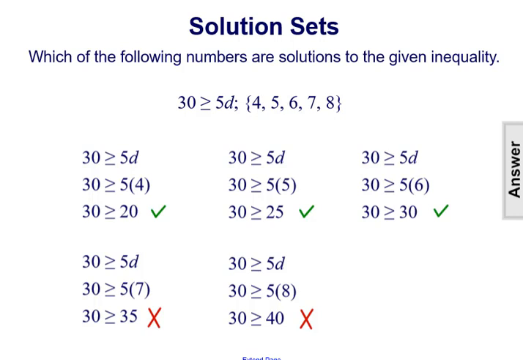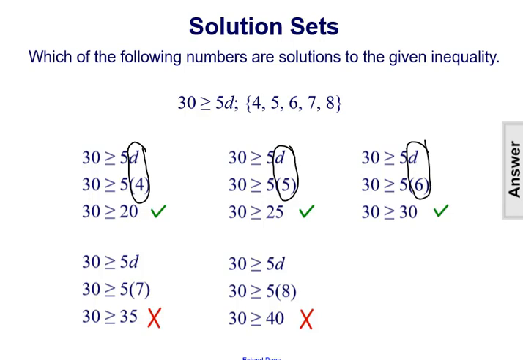Here we have 30 is greater than or equal to 5 times d, and we're checking the solutions of 4, 5, 6, 7, and 8. Again, that's for your variable of d. So we need to substitute in each of these 5 numbers for d and see which ones make true statements versus false statements.